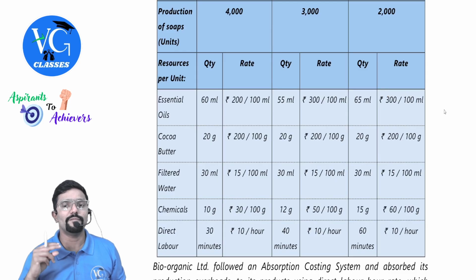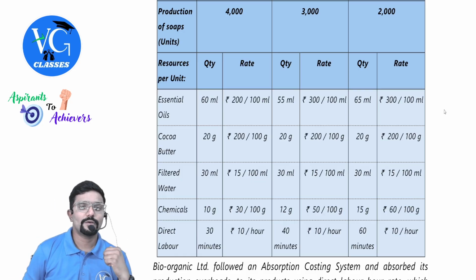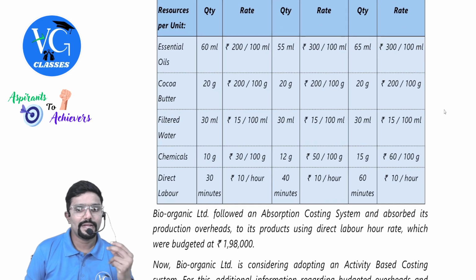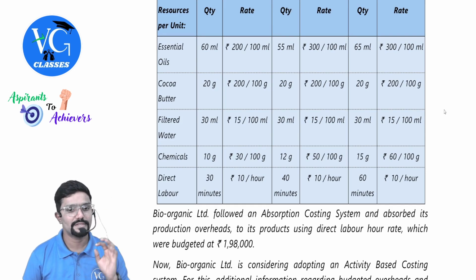300 rupees per 100 ml. Per ml? 3. Oh, fine. Cocoa butter: 20 grams, 20 grams, 20 grams. What is the cost? 200 rupees per 100 grams. Per gram, 2 rupees tax.